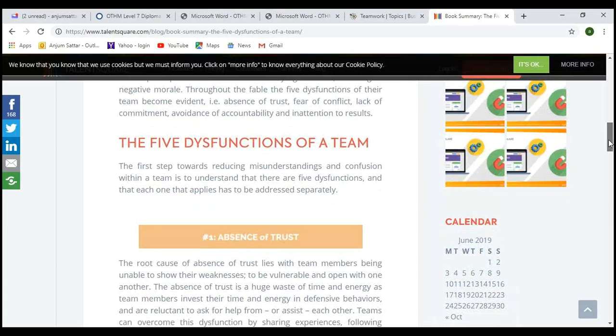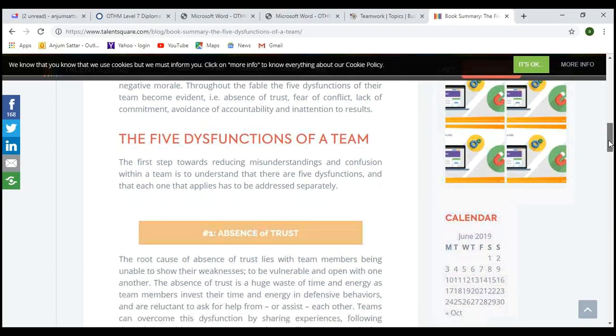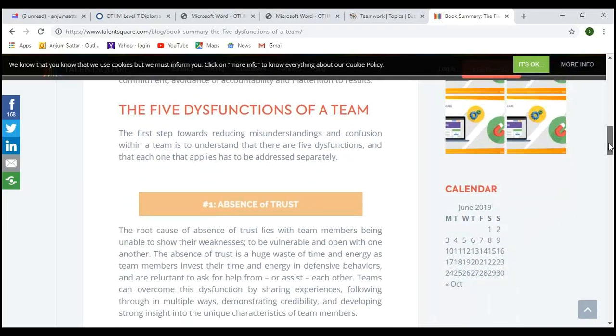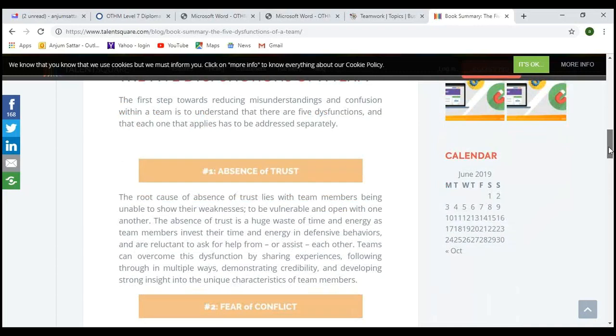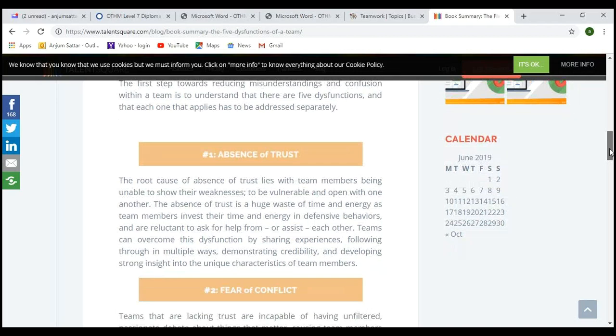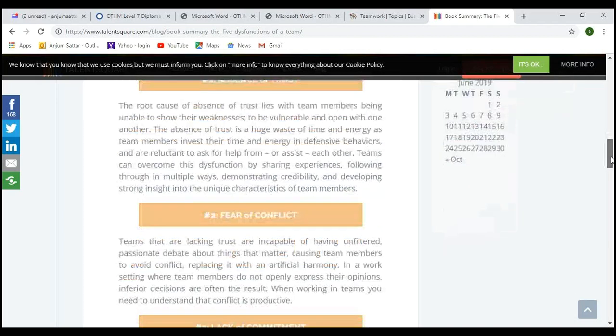Yes, so you will see there are 5. The first step toward reducing misunderstanding and confusion within a team is to understand the absence of trust. First we need to develop trust. Trust building is very, very crucial in a team. Second is the fear of conflict, so we will need to reduce it.